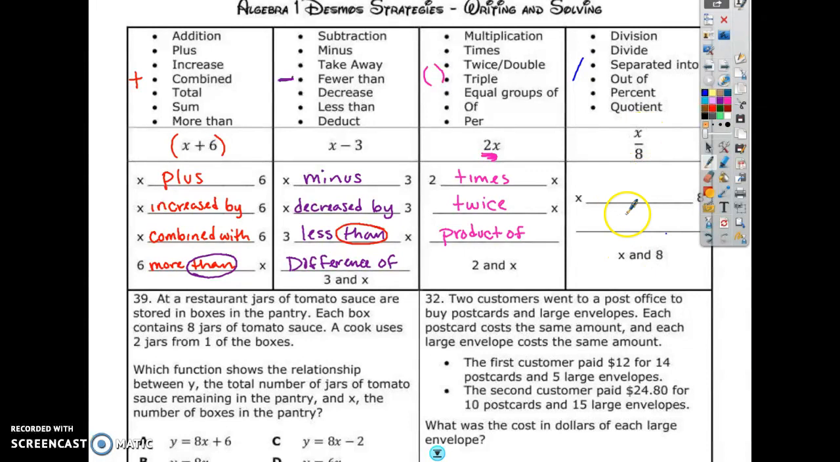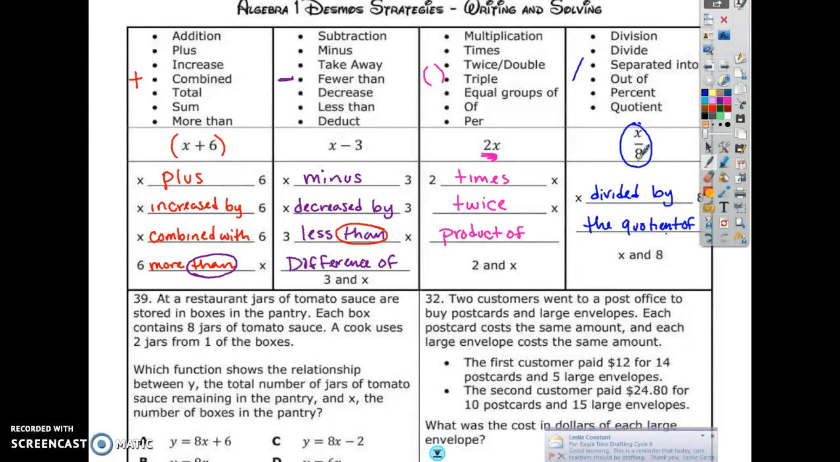So how could they give it to me so that I write it like this? X divided by 8. X divided, dividido por, by 8. And the quotient of. The word quotient means to divide. Esa palabra significa dividir. Quotient of x and 8, you would write x divided by 8.